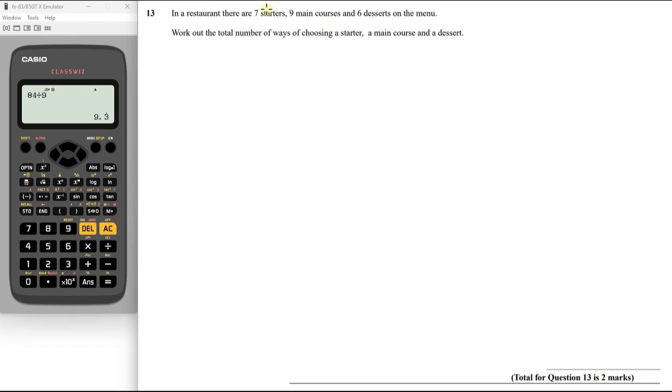Question 13. In a restaurant, there are 7 starters, 9 main courses, and 6 desserts on the menu. Work out the total number of ways of choosing a starter, a main course, and a dessert. So there are 7 starters. For every starter, there are 9 main courses, so the total number of starters and main courses is 7 times 9. For each of these combinations, there are 6 desserts, so we multiply by 6. 7 times 9 times 6 gives us 378. So that is the answer. There are 378 different combinations.